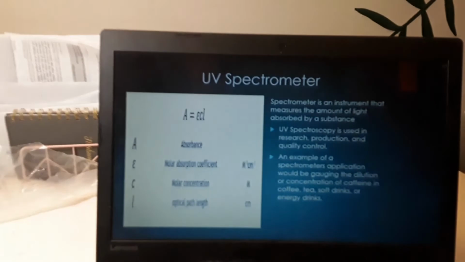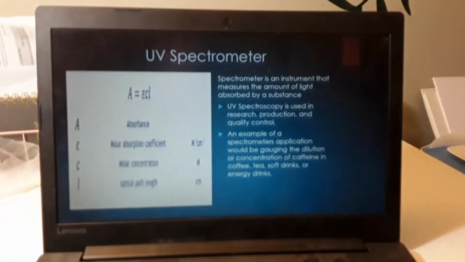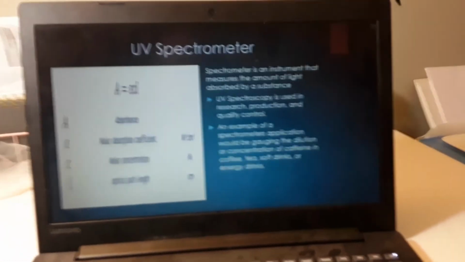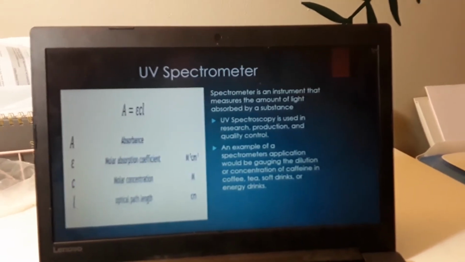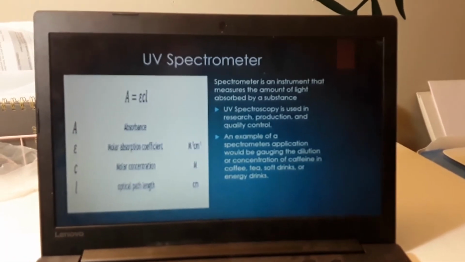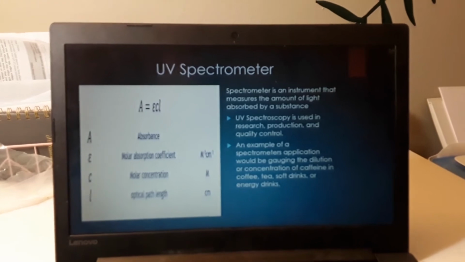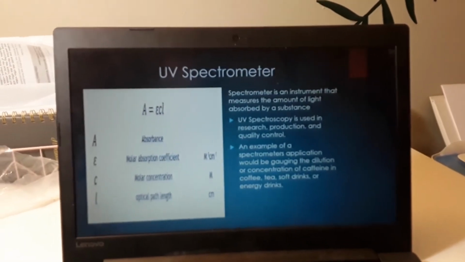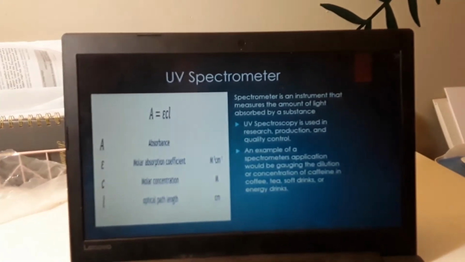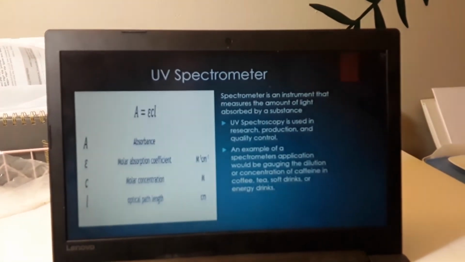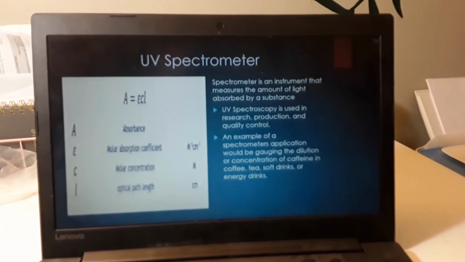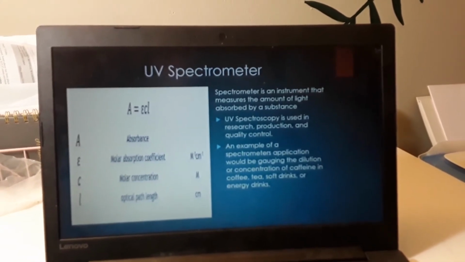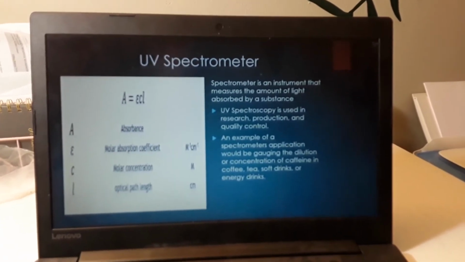Now that we have the basis laid out, let's talk about some applications. In this particular case, we're going to talk about UV waves. UV waves can be used to make a machine called a spectrometer.